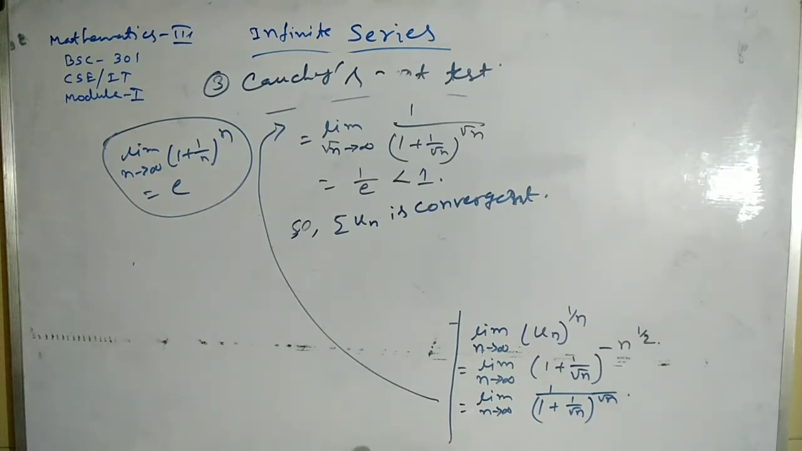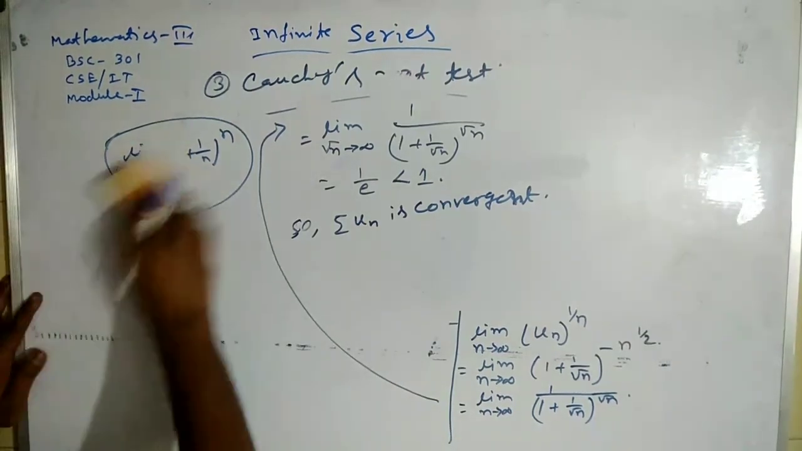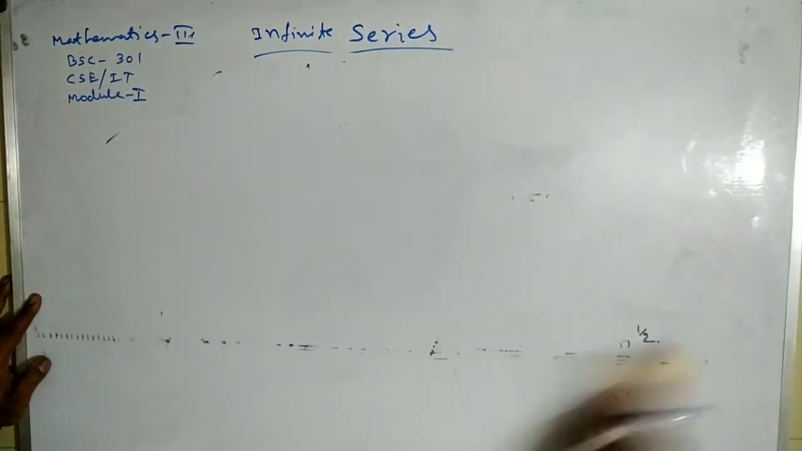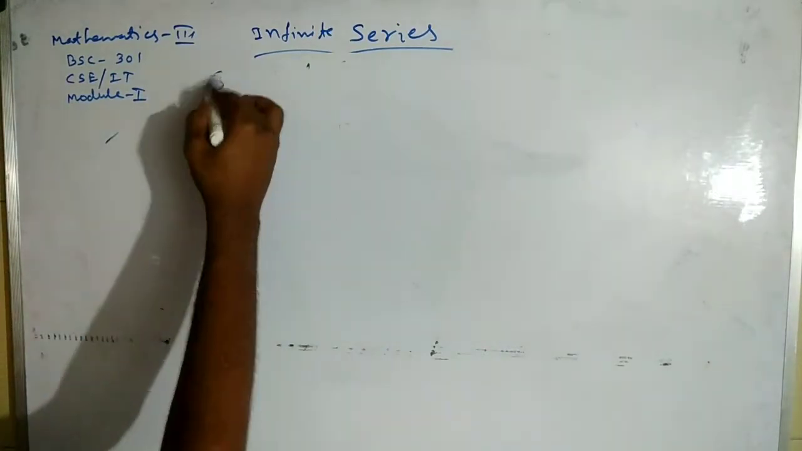Okay, so the next test is D'Alembert's ratio test, number 5.